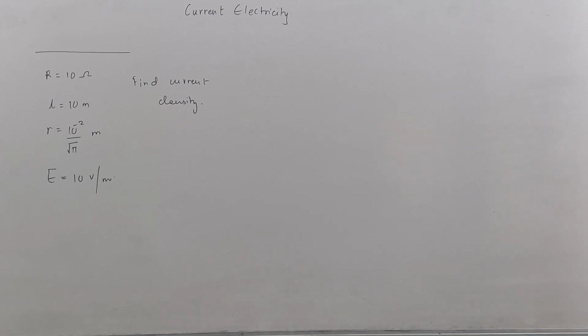Let's take the next question. There's one more wire given to us, and this time we are asked to find current density. What parameters have been given? R is given to us. R is 10 ohms. That means the resistance of this wire is 10 ohms. The length of this wire is 10 meters. The radius of the cross section is 10 to minus 2 by root pi. Direct question. Now, yes, all these parameters are of importance.